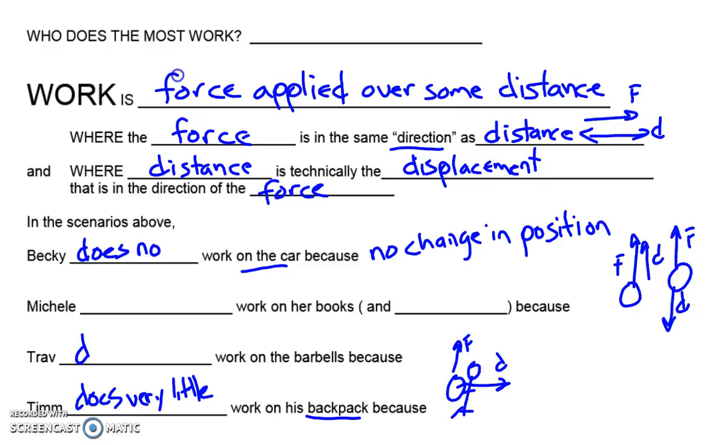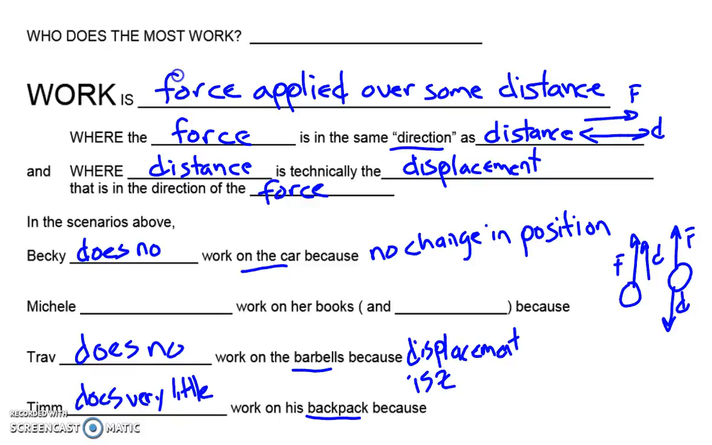We could argue that Trav does no work on the barbells because the displacement is 0. Okay, we're going to have to investigate that a little bit more, but just to give you another way of approaching it, when the force and distance are in the same direction, then we have positive work. And if our force and distance are in opposite directions, then we have negative work.